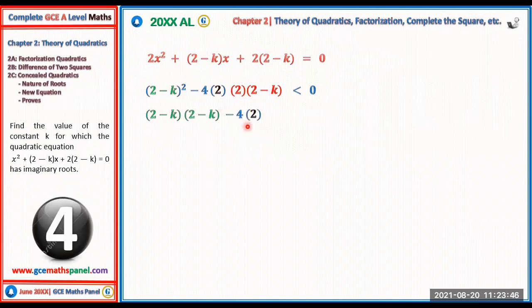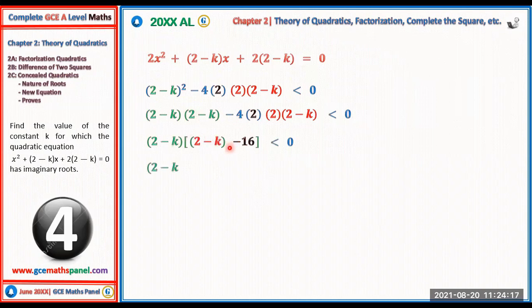Let me write it in a way that is clear. So now it is clear, 2 minus k squared. When we factor out one of these, we'll have 2 minus k. What is left in the bigger bracket now is 2 minus k minus 4 into 2 into 2, and that gives us minus 16. That will be strictly less than 0. So at the next step, we'll have 2 minus k into minus 14 minus k should be strictly less than 0. So factorization is shorter for this one.